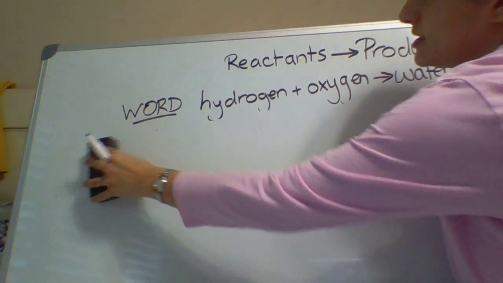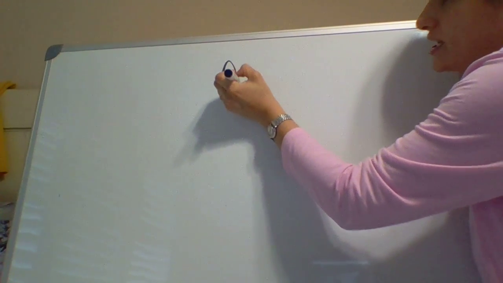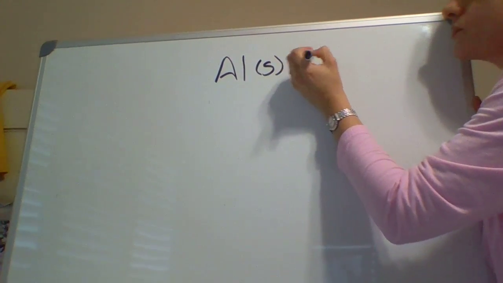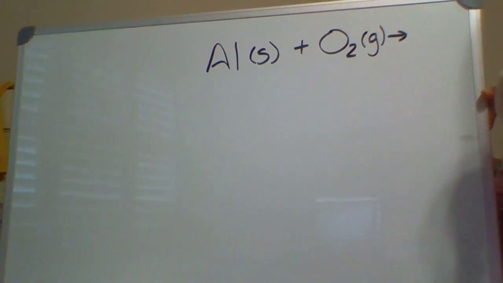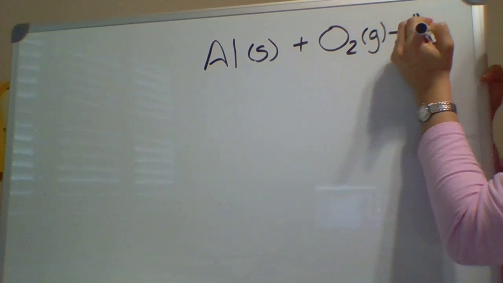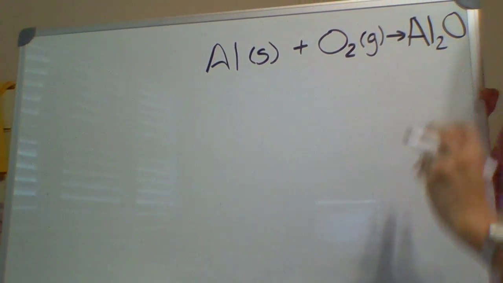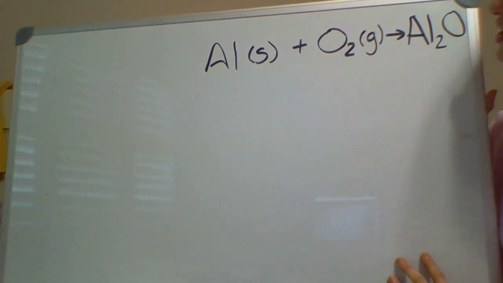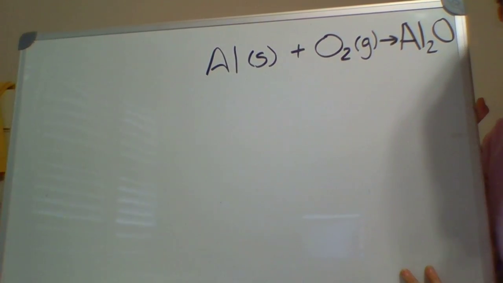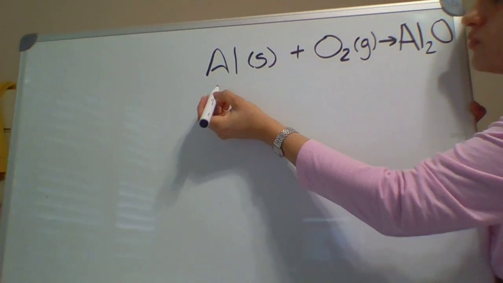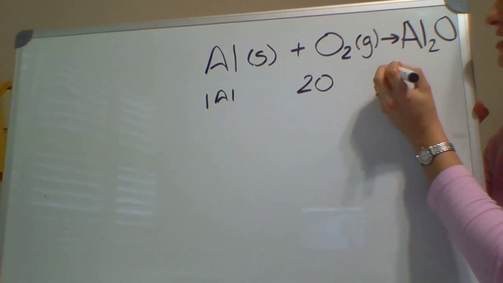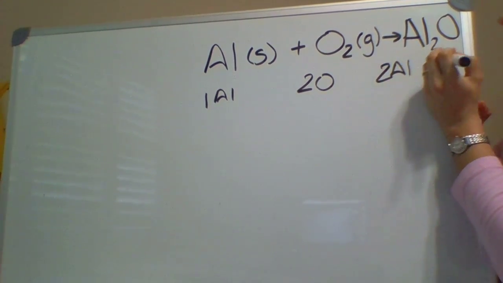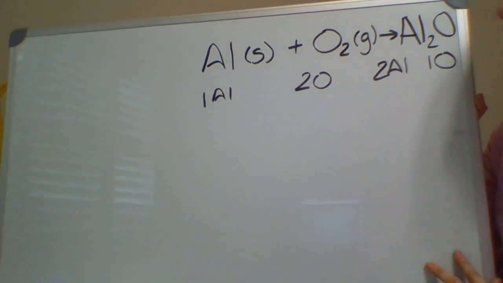So let us now delete all of this, and let's try an equation with aluminum, which in its natural state is a solid, with oxygen gas to give us aluminum oxide. So, looking at this, let's count our atoms on each side of the equation. We have 1 aluminum, 2 oxygen, and on the product side, we have 2 aluminum, 1 oxygen. So obviously, we do not have a balanced equation.